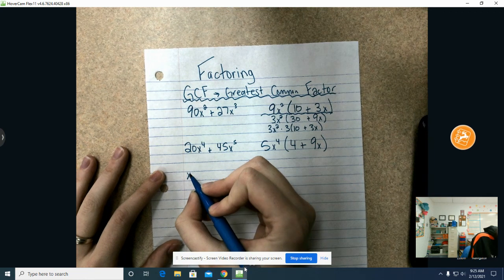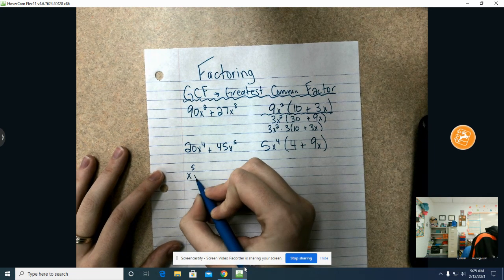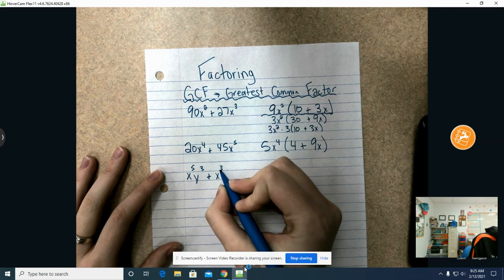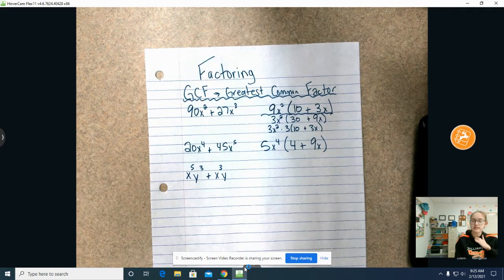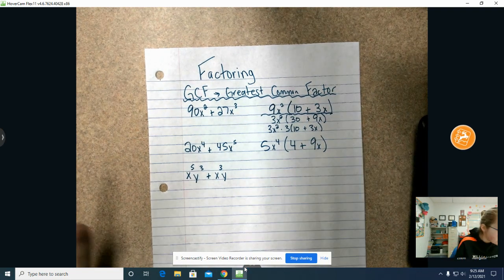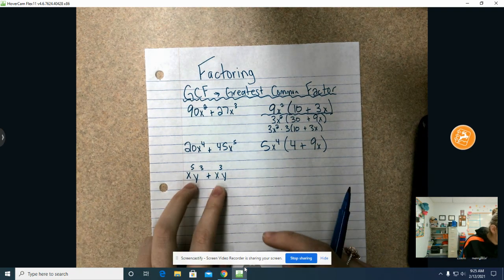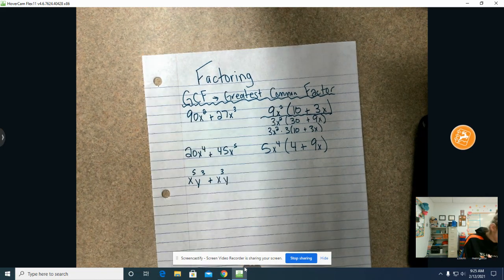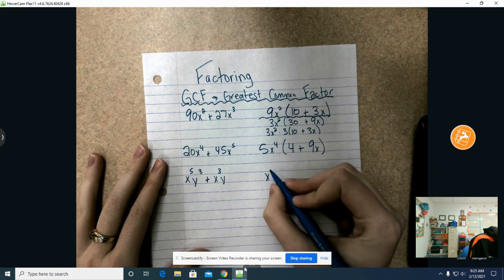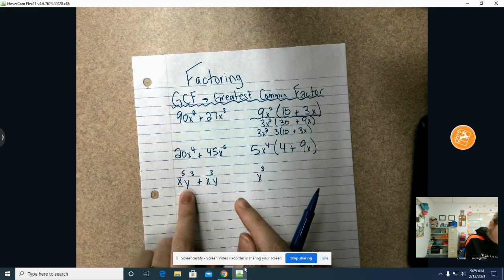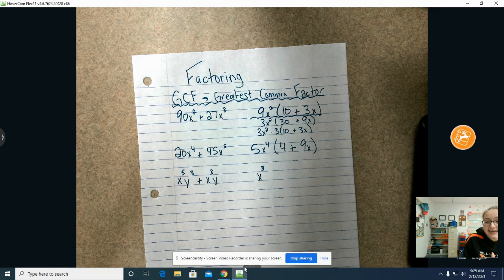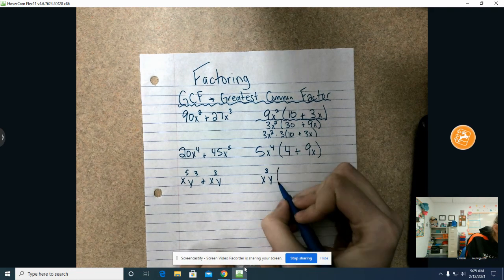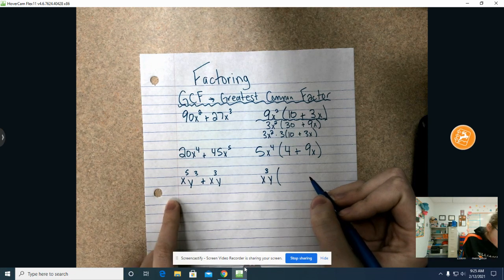Sometimes you'll just be given all variables, like so, plus x to the 3rd y. You're not going to be doing this any differently than what we did up here. So we don't have any numbers to worry about, so we'll start with our x's. If I have 5 x's over here and 3 x's over here, the most I can take out is x to the 3rd. If I have 3 y's and 1 y, the most I can take out from both is 1, because I can't take 3 away from 1. And then I'm going to see what's left over.